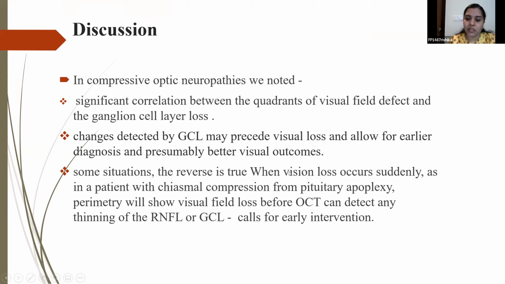In some situations, there could be visual field loss which occurs suddenly, as in compression from a pituitary apoplexy. The perimetry will show a field defect before OCT can detect any thinning on RNFL or even GCL. In this also, it calls for an early intervention.